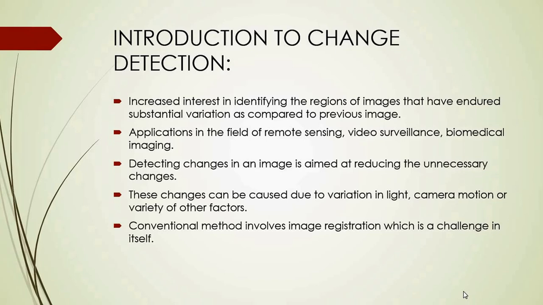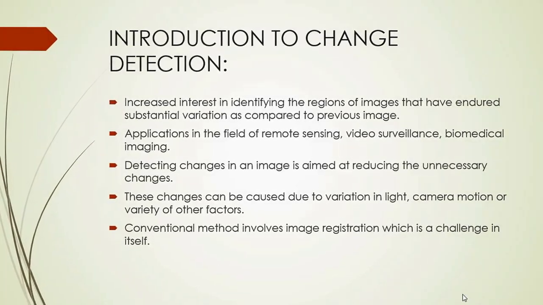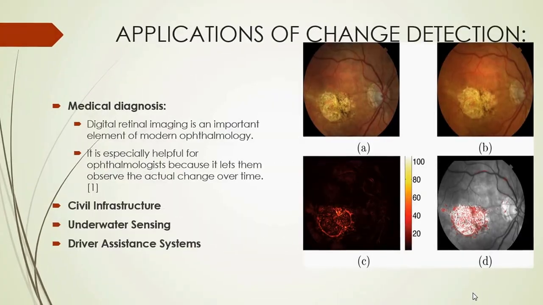They are used in a variety of applications like remote sensing, video surveillance, and biomedical imaging, and I'll be talking about them in the presentation. Detecting changes in an image is aimed at reducing the unnecessary changes that are due to a variation in light, camera motion, or a variety of other factors that are not actually the things that have changed in the image. The conventional methods involve image registration, but it is a challenge in itself. So, we'll be talking about a new technique, motion segmentation, that overcomes this problem of image registration. But first, I'll talk about the applications of change detection.